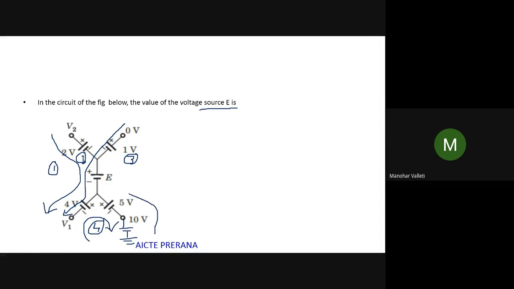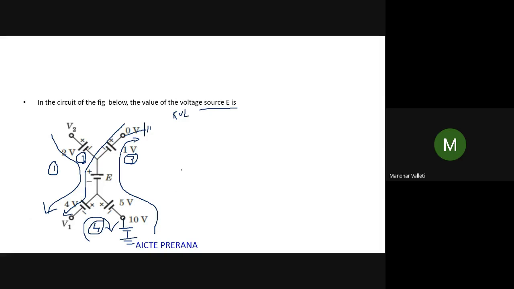Starting from the ground, 0 volts means it is at ground only, right? So you may think this looks open, but it is closed, it is a loop only. Starting from the ground and reaching the ground, it is a loop only, so KVL you can apply. It's not that you can't apply.